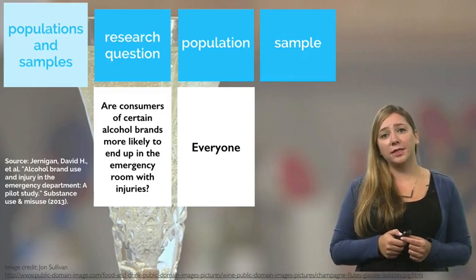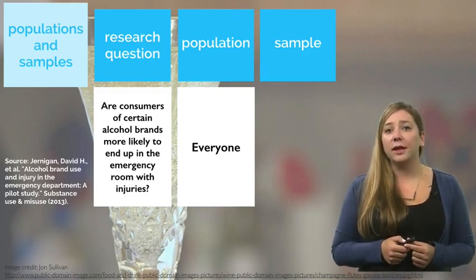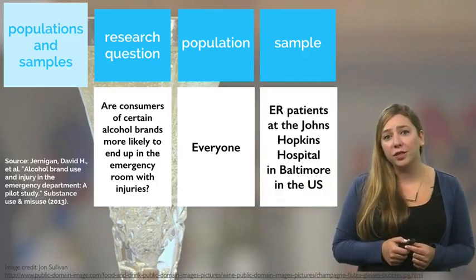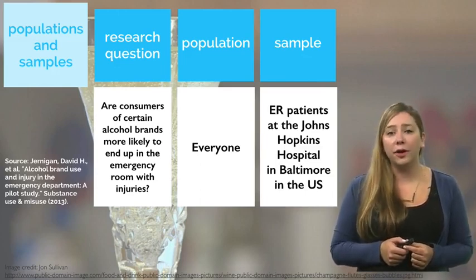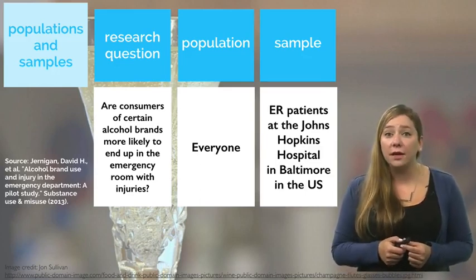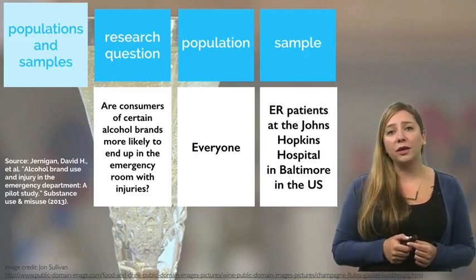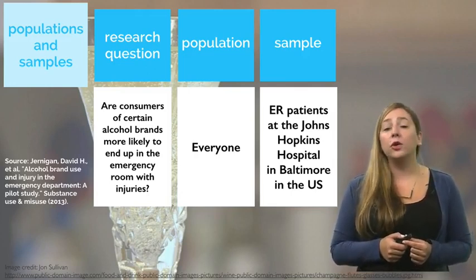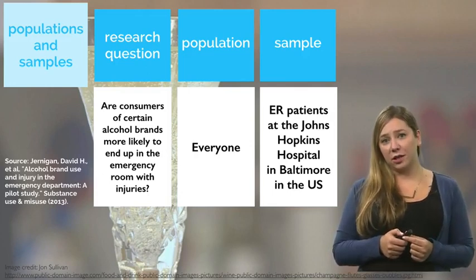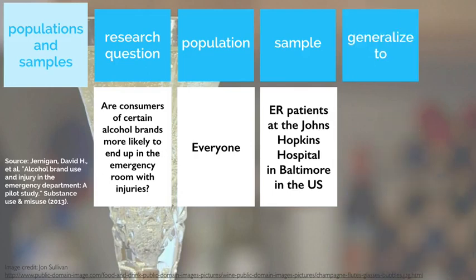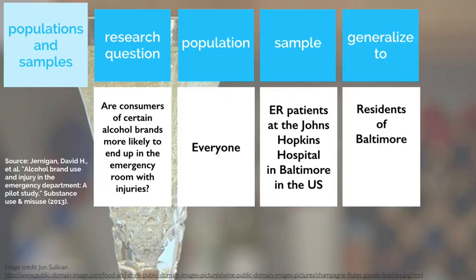However, a closer look at this study reveals that the sample used in this study was only a group of emergency room patients at the Johns Hopkins Hospital in Baltimore in the US. These are patients who visited the hospital with an injury, and alcohol brand consumption data were collected from patients who drank within 6 hours of presentation at the hospital. Therefore, the results of this study can really only be generalized to residents of Baltimore, since certain brands may be more easily available in this area than others due to national brand market share. Similarly, there may be unique alcohol consumption habits of people who live in this area versus everywhere else in the world.